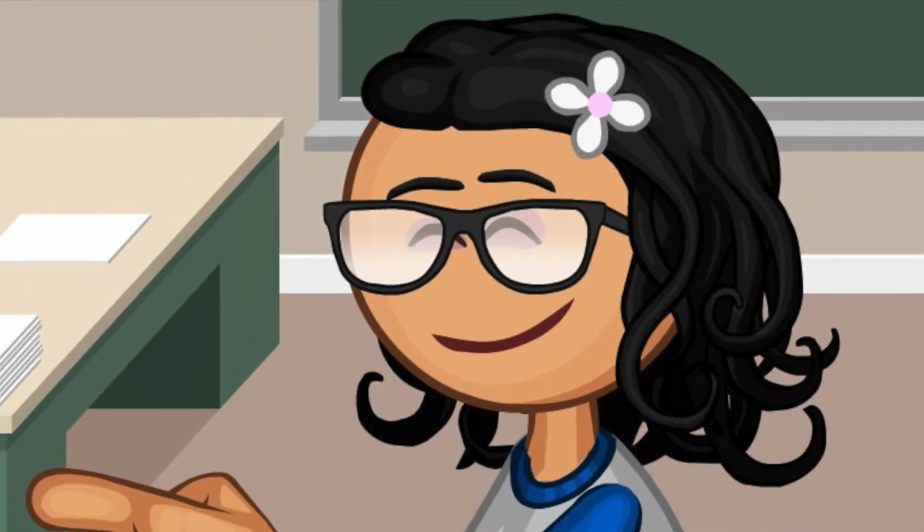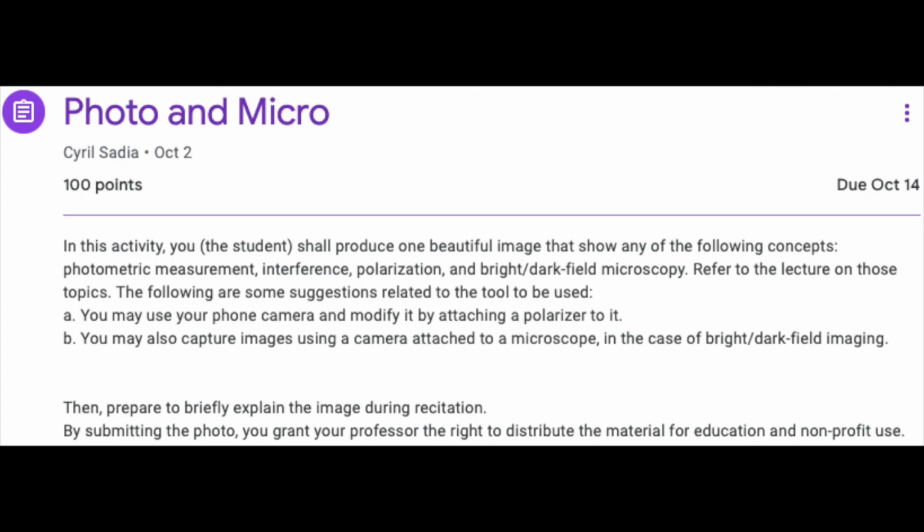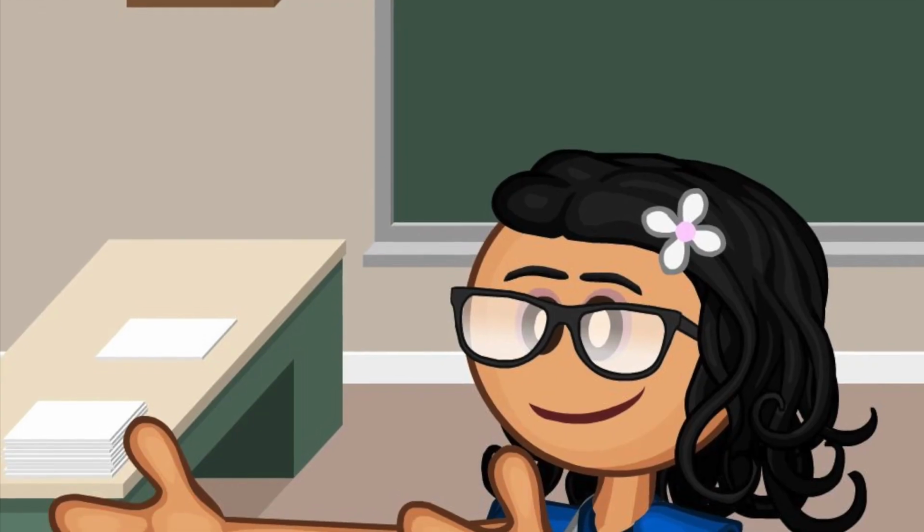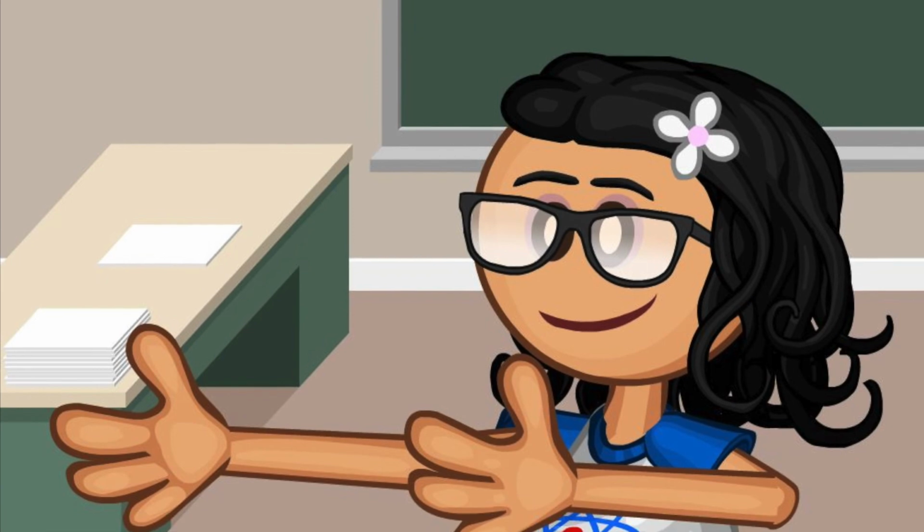And so to give more opportunity to appreciate the topics on optical measurements, we have here an activity entitled Photo and Micro.